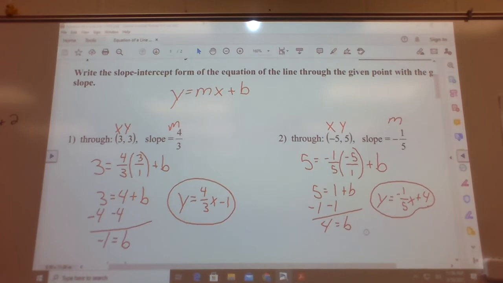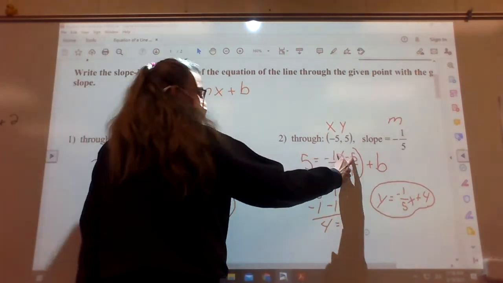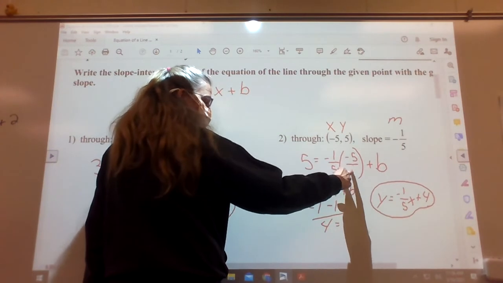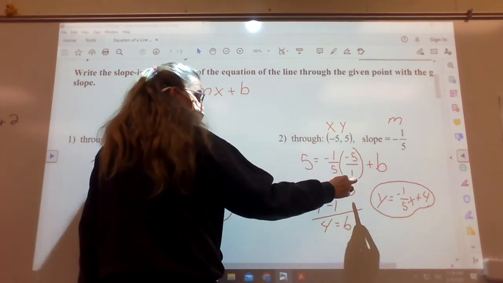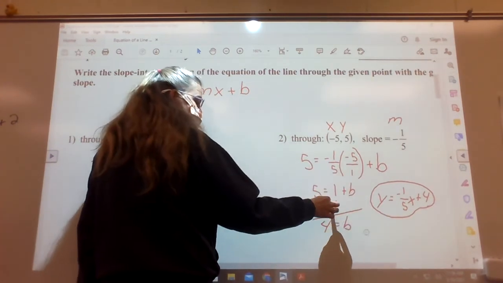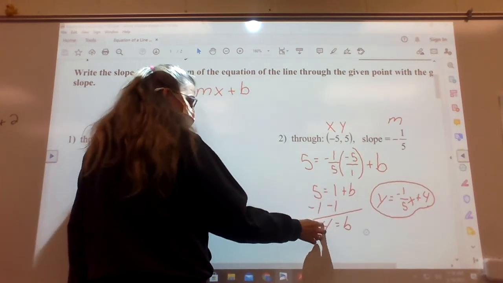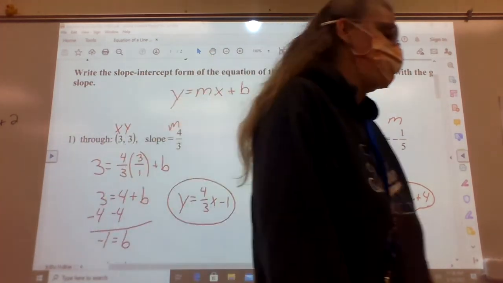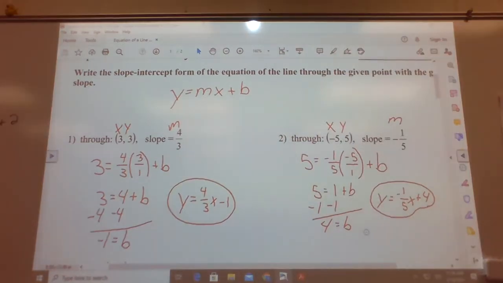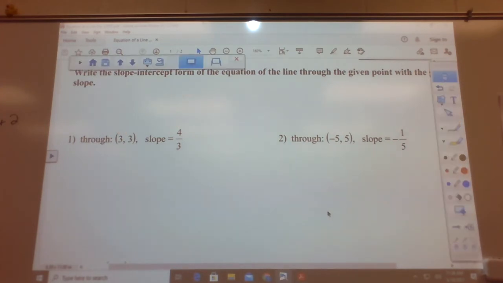So when I multiply this, 5/5 reduces down to 1. I have to subtract 1 from both sides to get 4. So b equals 4, plug the 4 into the equation. Are we okay there? Let's look at number 3.